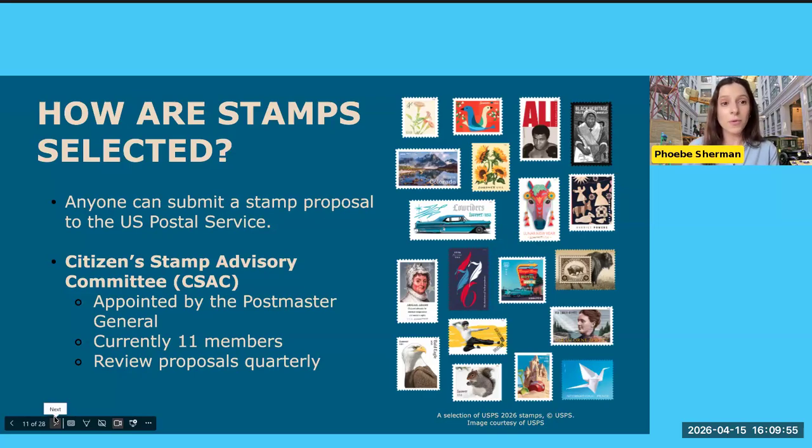And they're appointed by the Postmaster General, and they meet quarterly to review proposals. They then make recommendations from the proposals that they receive from the American public to the Postmaster General, and then ultimately the president for approval to become a stamp.